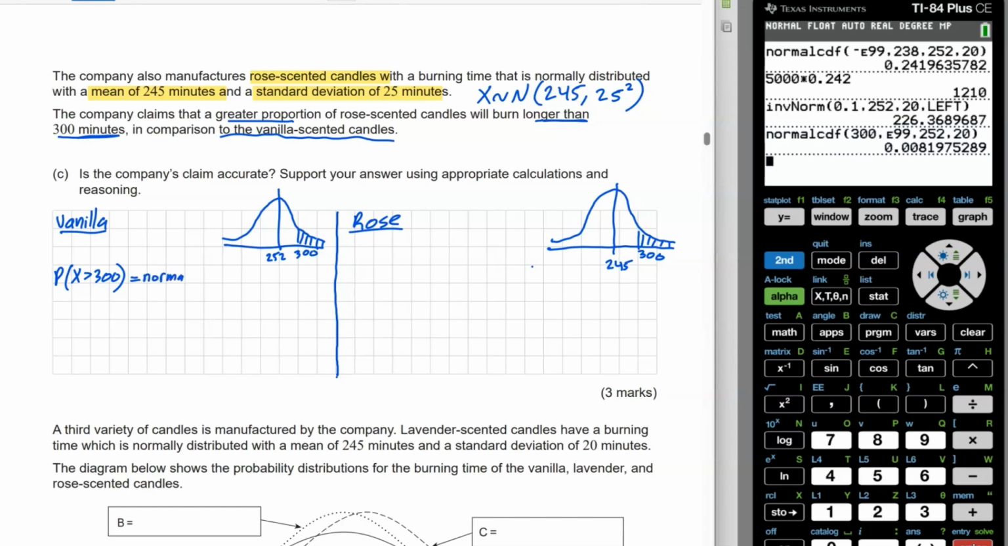I'm going to say normal CDF. We had 300. We had E99. 252 might just fit. Actually, no, it won't. And then 20. And then my answer that I got from that is going to be 0.0082. And we're going to do the same thing for our rose and compare and see which one is bigger.